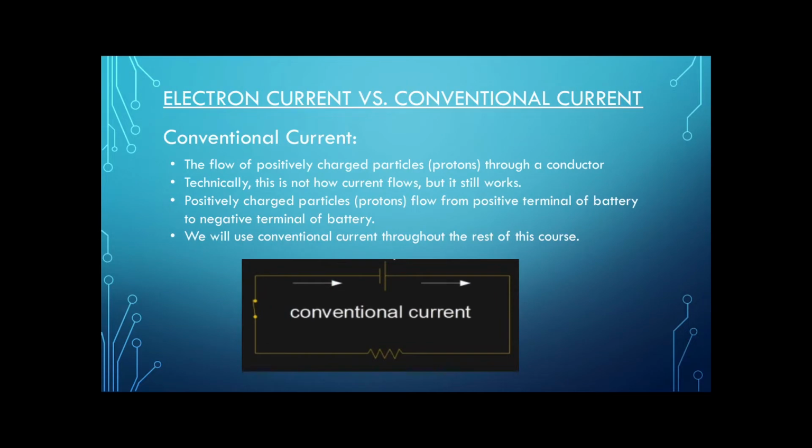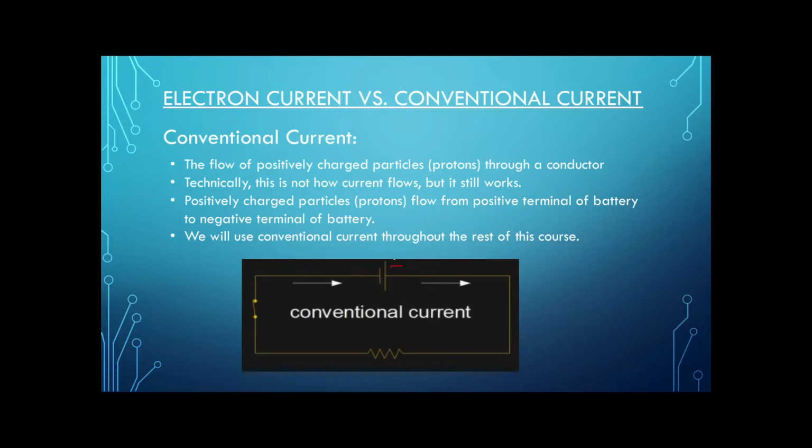So what is conventional current? Conventional current is the flow of positively charged particles, or protons, through a conductor. Positive charges flow from the positive terminal of the battery to the negative terminal of the battery. Why does this happen? Again, we know that like charges repel each other and opposite charges attract.